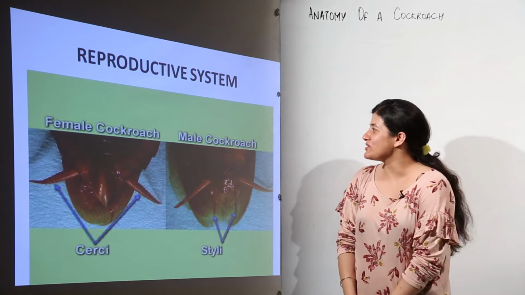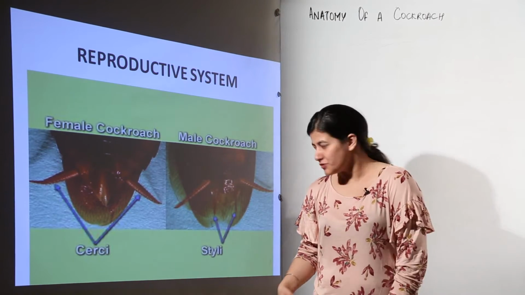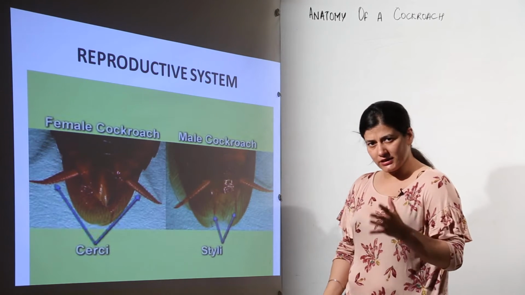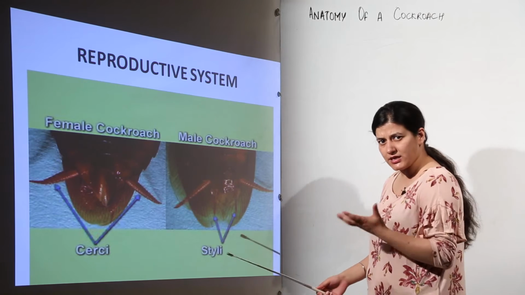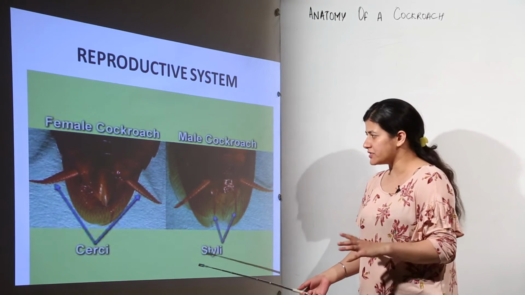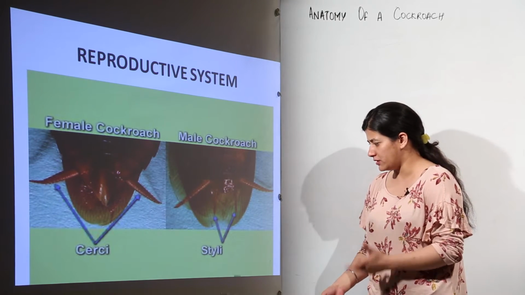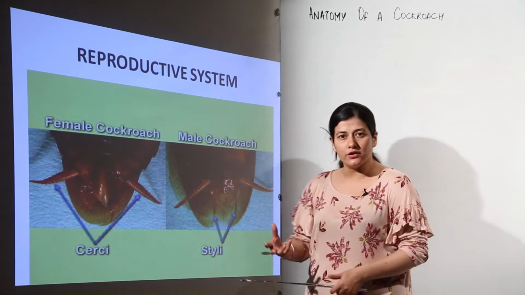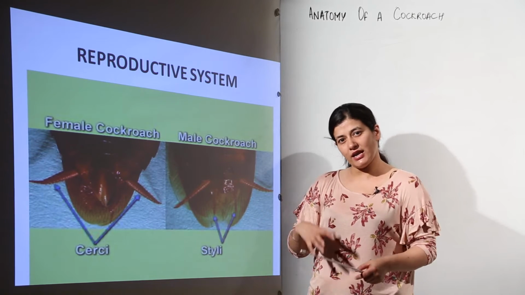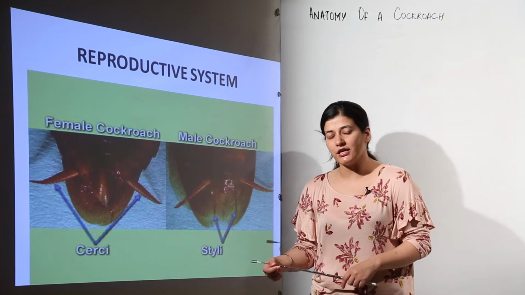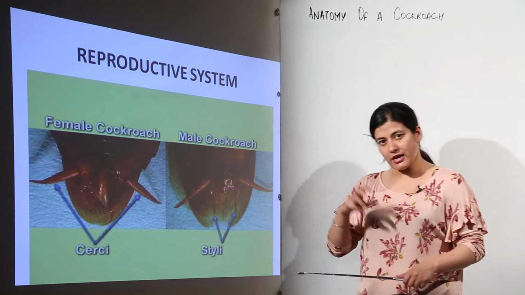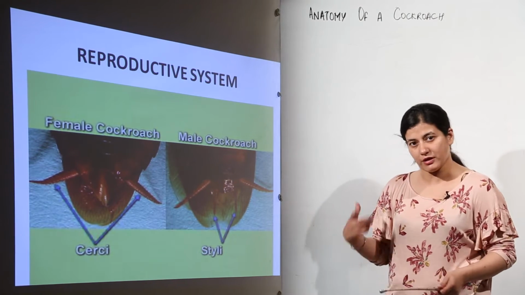Now let us see the reproductive systems of cockroach, both male and female. First of all, we have the clear-cut anatomical difference that we see in a male and female cockroach, because these species show sexual dimorphism. First of all, they are dioecious, so you are going to find male and female differently. Secondly, you are going to see a clear-cut sexual dimorphism in it. That means a male cockroach would be larger in size than female, first thing.